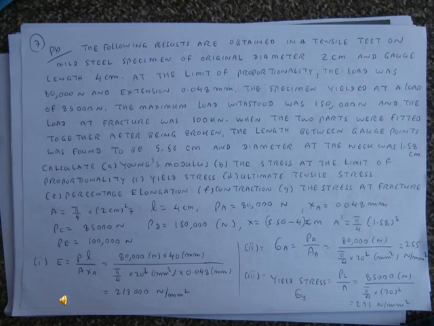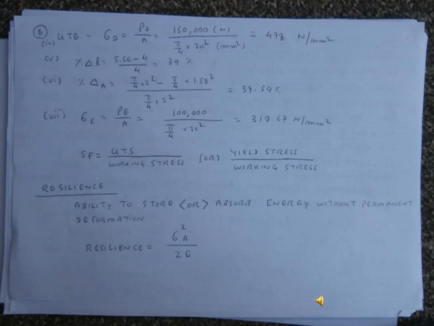We can continue to calculate the ultimate tensile stress. So ultimate tensile stress sigma D is equal to PD by A. So that is 150,000 divided by pi by 4 multiplied by 20 square. So you get 478 Newton per millimeter square.